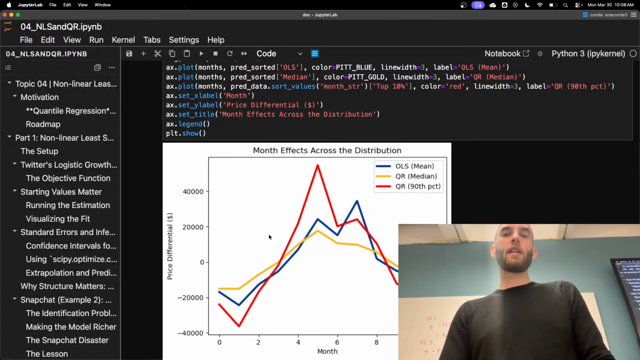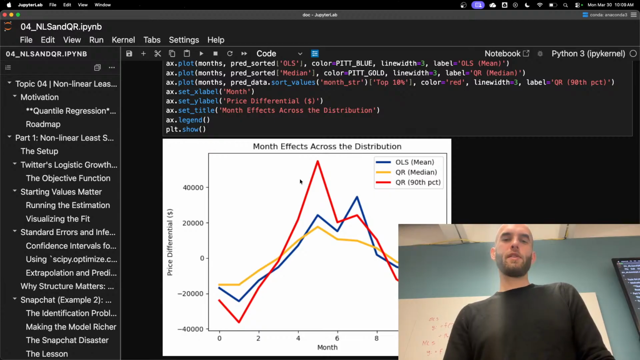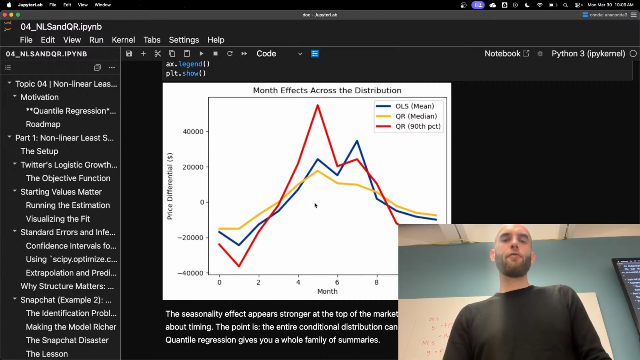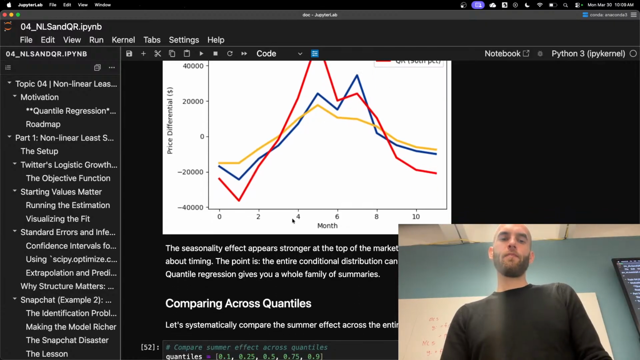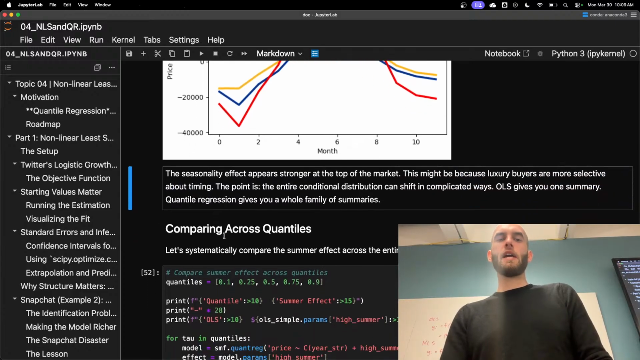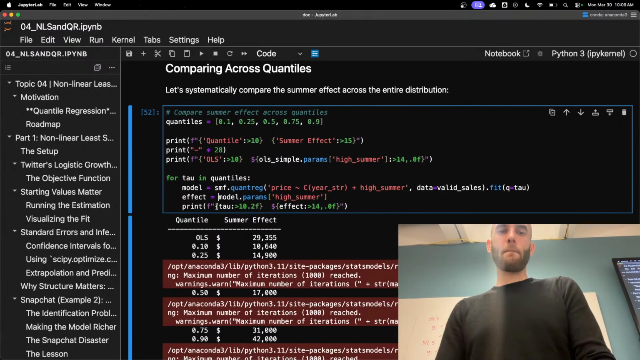It looks maybe like the summer is more important if you're buying a very expensive house, which is interesting. But because we have less data, this may be more due to outliers. It could be because luxury buyers are more selective with timing, but it may just be because there's less data. Okay.